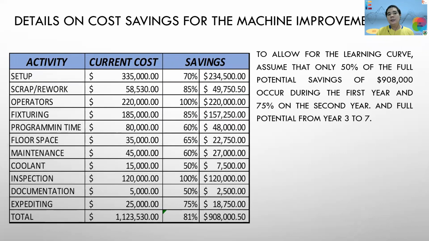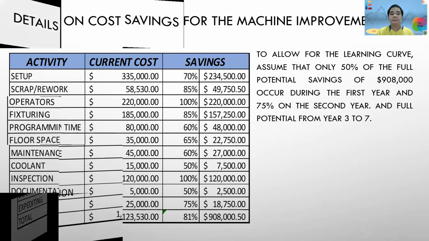If you look at it, the current cost of the company for the setup is around 335,000. But using the machine, it will be reduced by about 70%. So therefore, the savings is around 234,500 in terms of cost savings. Okay. So all in all, if you look at it, you have a total cost savings of 908,050. Now, what should we do?